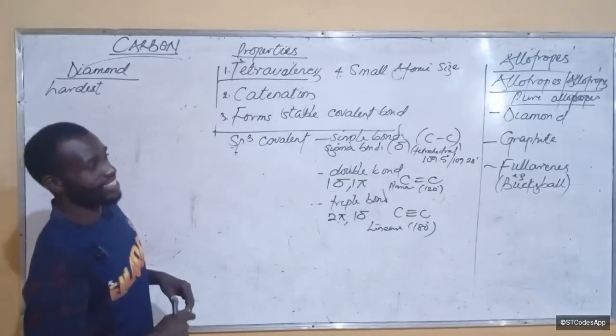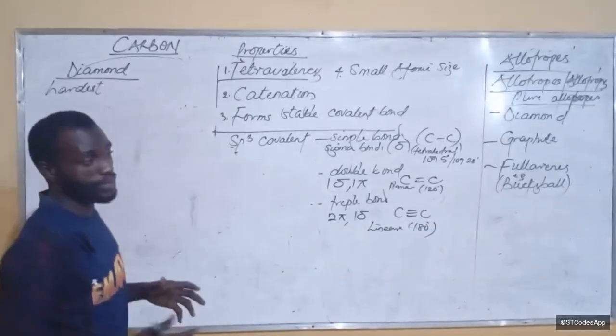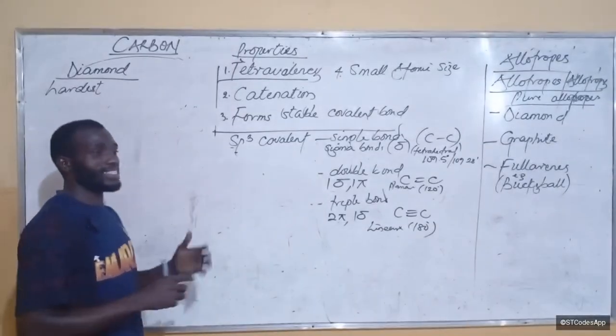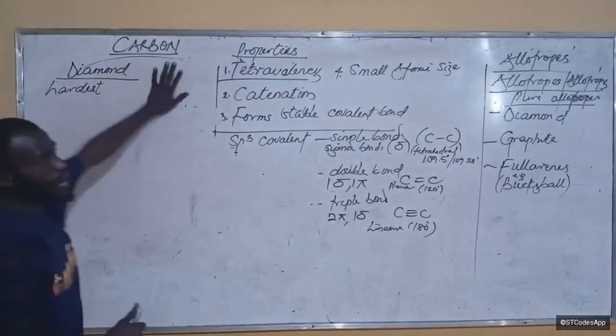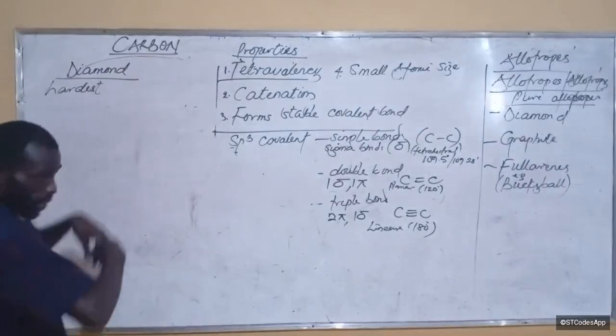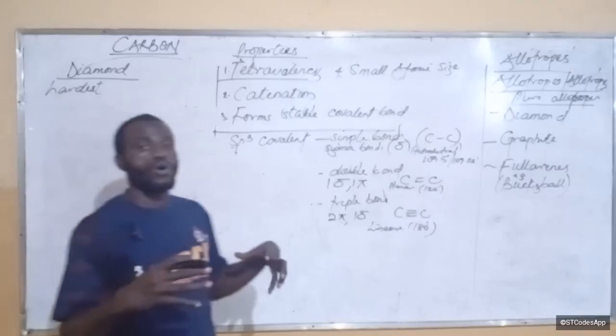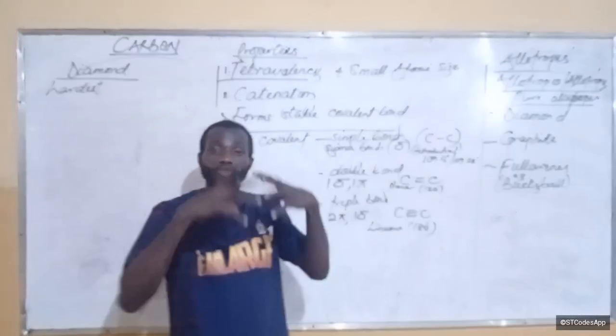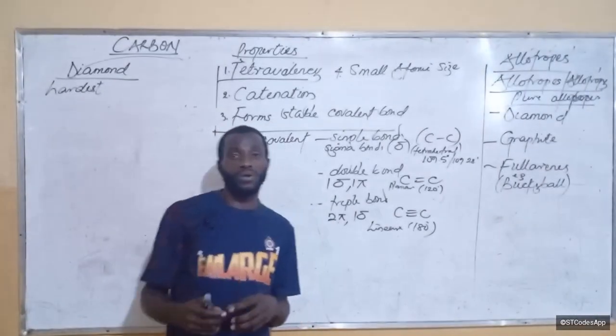But that was just a joke though. Diamond is the hardest, okay? The hardest substance in the universe. So now why is it hard? The reason is that throughout the entire molecule, carbon forms strong covalent bonds.